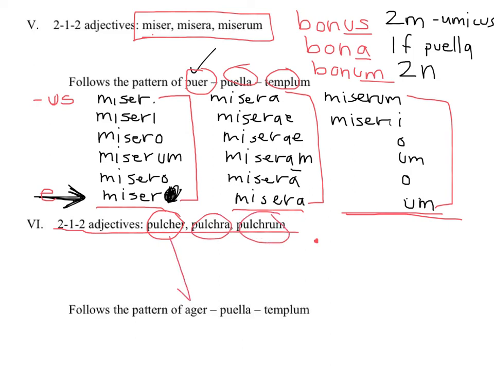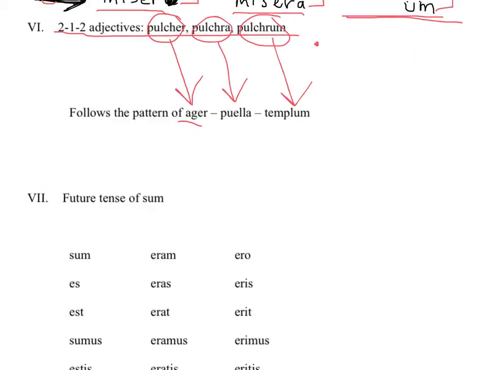It's obviously right below here on the screen. It follows the pattern of ager, which drops the E, puella, which we've just seen, and templum. So it's only the second declension masculine form that is somewhat different than the pattern that you just saw above with miser, misera, and miserum.